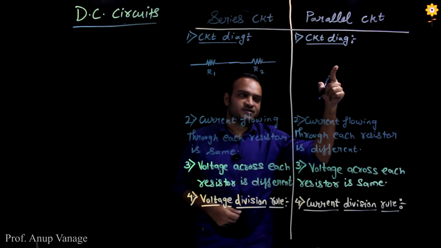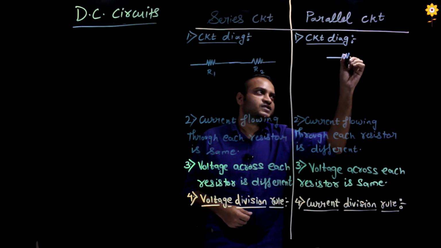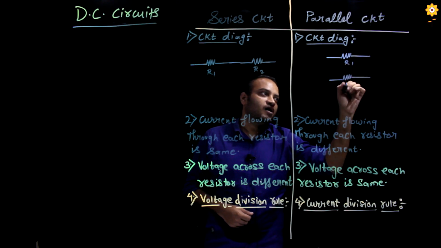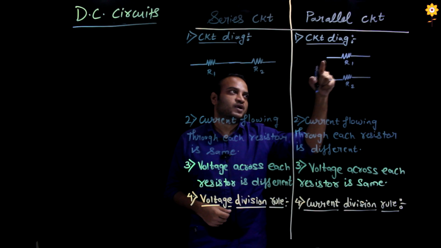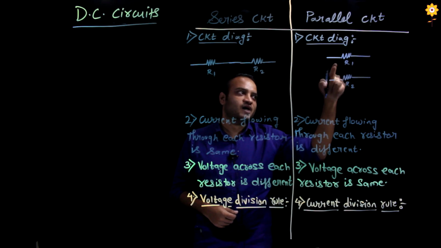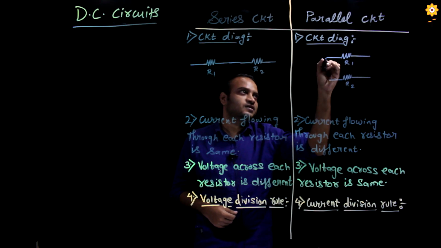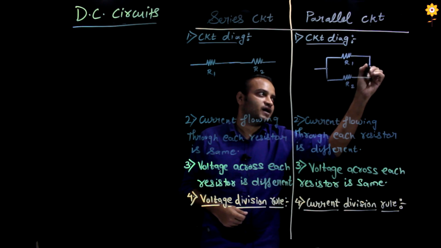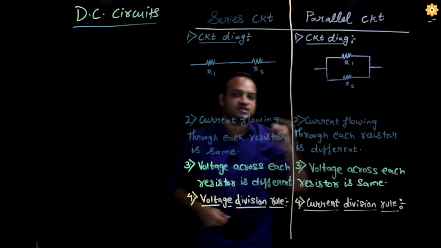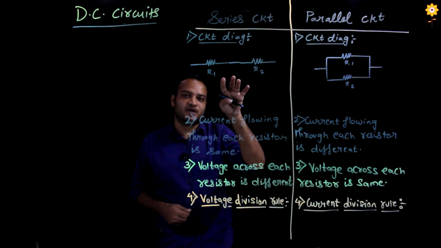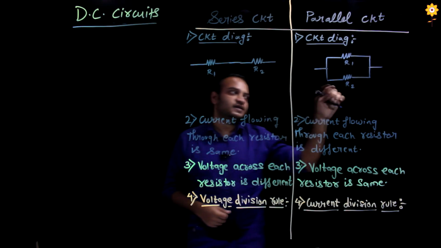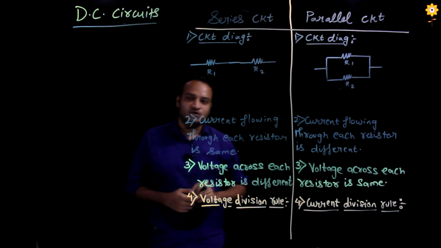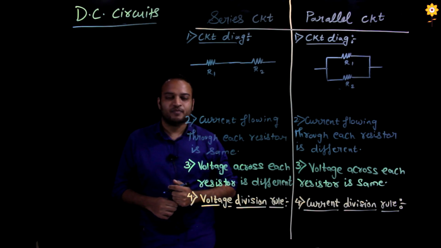While coming towards the parallel circuit, if I have two resistances R1 and R2, and if I want to connect them in parallel, I will have to connect R1 and R2 across each other. That is, these two ends of resistance R1 and R2 and the other ends will be connected across each other. So in this we have R1 and R2 connected in series, in this we have R1 and R2 connected in parallel. So this is how the circuit diagram will look for series and parallel circuit.